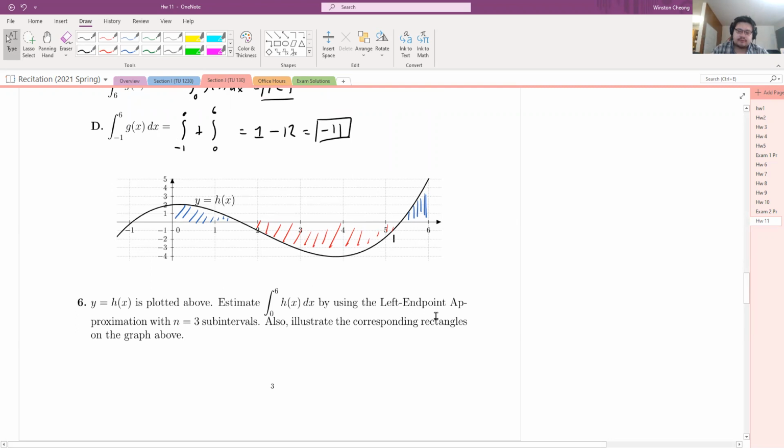And so we're going to learn about these kinds of left endpoint approximation and right endpoint approximation. Both of those come up in this course. And the idea is that we can subdivide the full interval from 0 to 6 into these subintervals. In particular, it's asking us to subdivide it into 3 different subintervals.